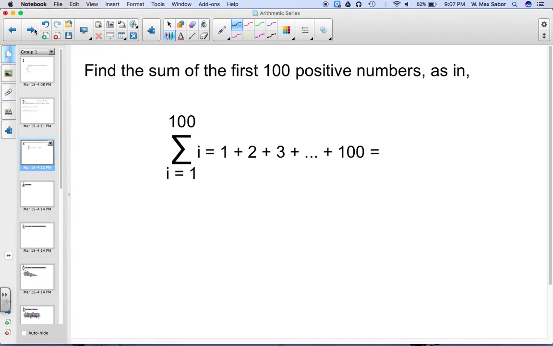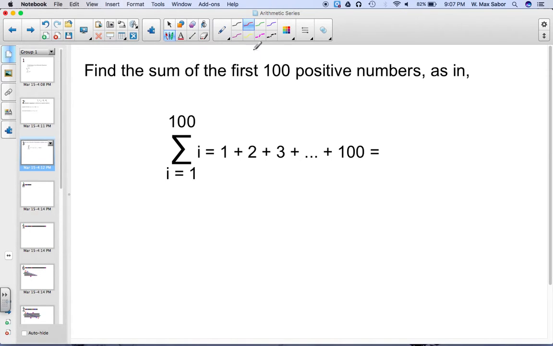So, according to legend, Gauss, a famous mathematician and physicist, was given this problem as busy work by a substitute: find the sum of the first 100 positive numbers. And he figured out a way of doing it very quickly, and we're going to take that method and apply it in many scenarios.